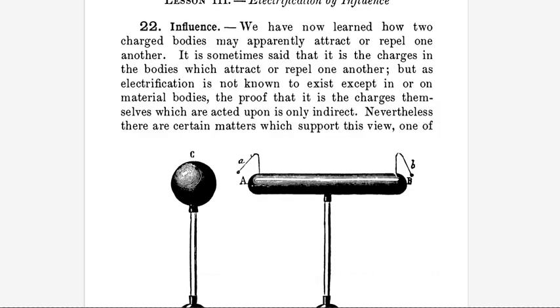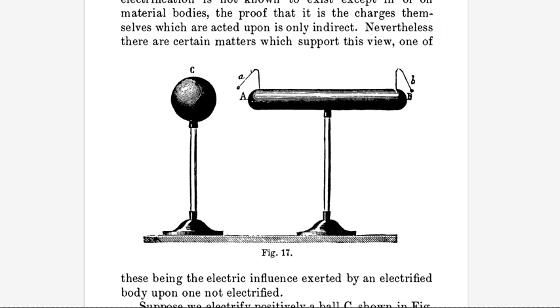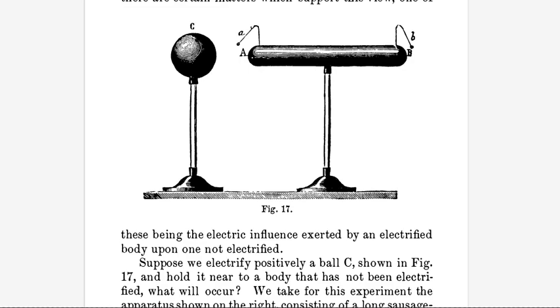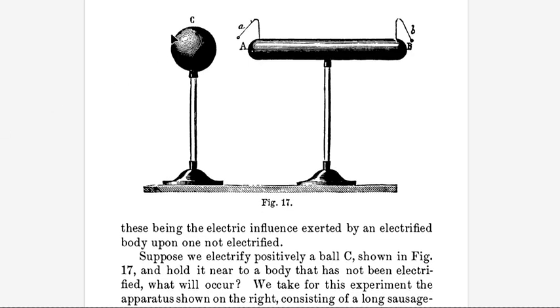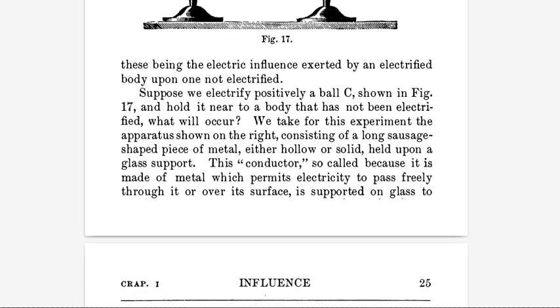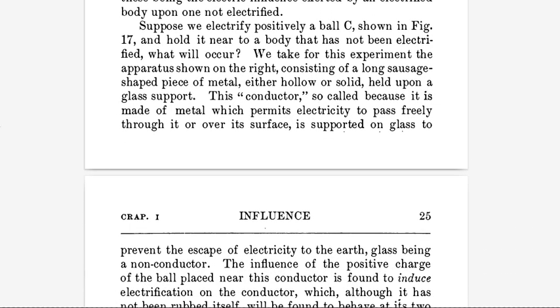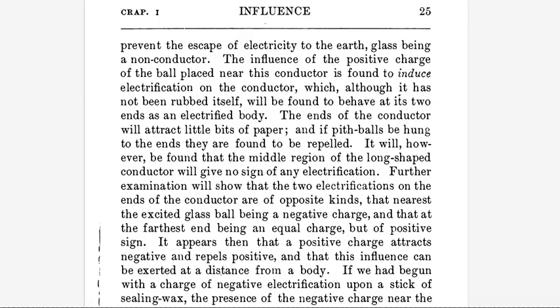Nevertheless, there are certain matters which support this view, one of these being the electric influence exerted by an electrified body upon one not electrified. Suppose we electrify positively a ball C, shown in figure 17, and hold it near to a body that has not been electrified. What will occur? We take for this experiment the apparatus shown on the right, consisting of a long sausage-shaped piece of metal, either hollow or solid, held upon a glass support. This conductor, so called because it is made of metal which permits electricity to pass freely through it or over its surface, is supported on glass to prevent the escape of electricity to the earth, glass being a non-conductor.